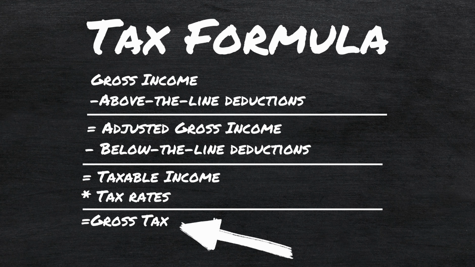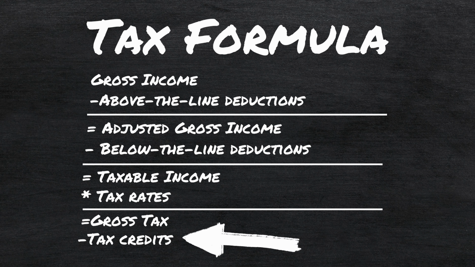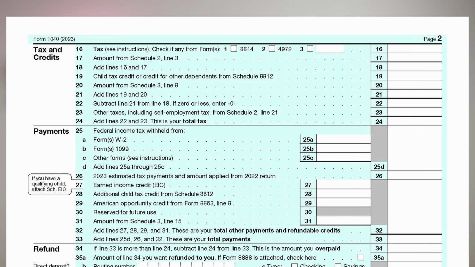So continuing on, we've covered gross tax, but that's not always what your actual tax liability is, because we still get to subtract tax credits from your gross tax. And non-refundable tax credits can be found on line 20 of the IRS Form 1040. Refundable tax credits count as payments towards your tax, so they're shown on line 32 of IRS Form 1040.